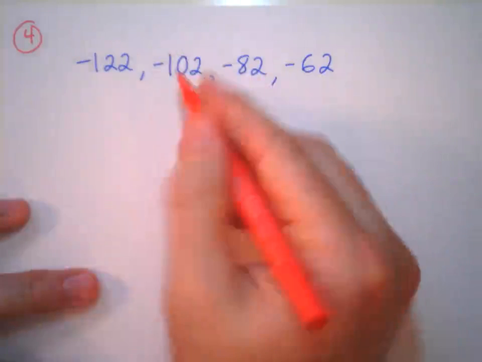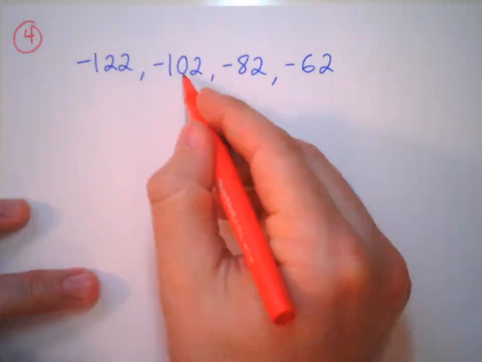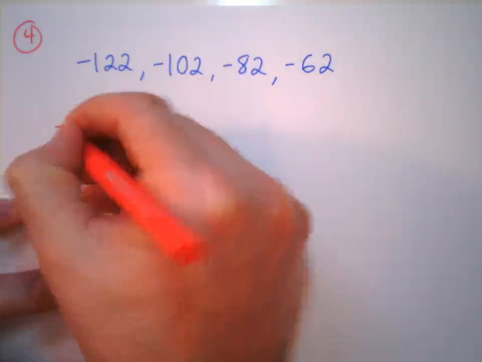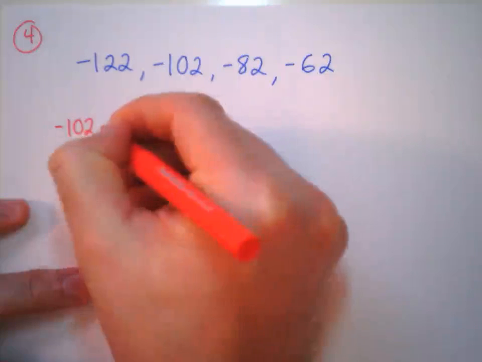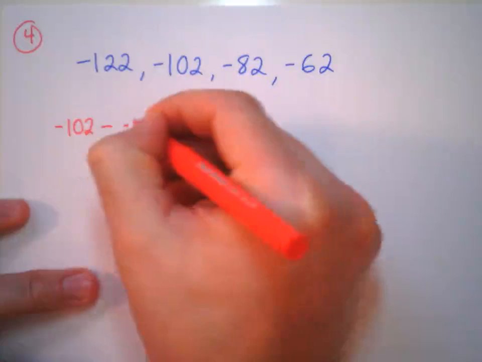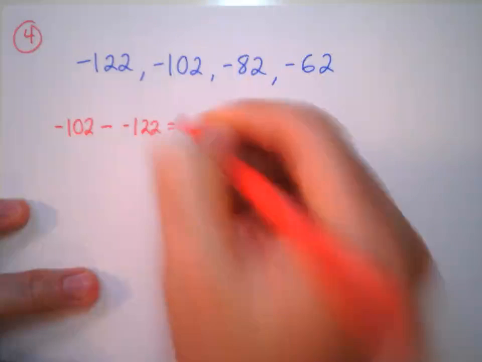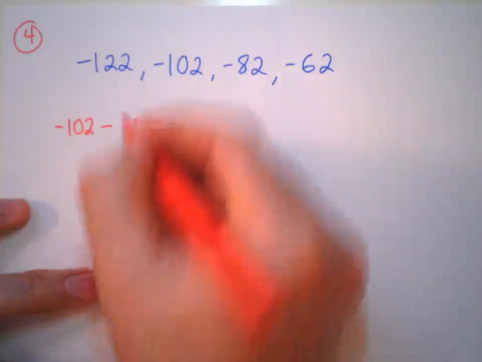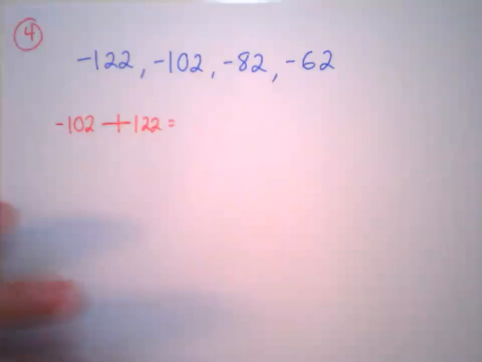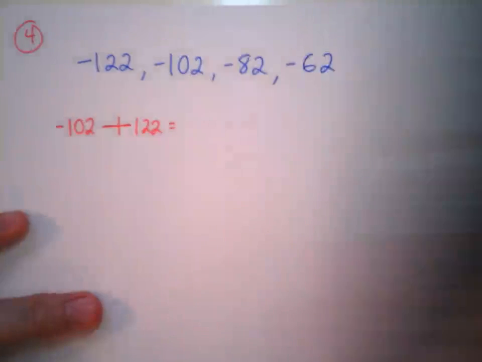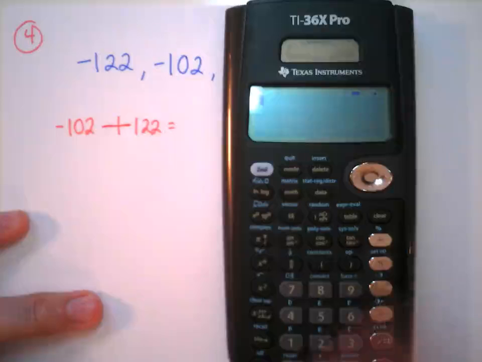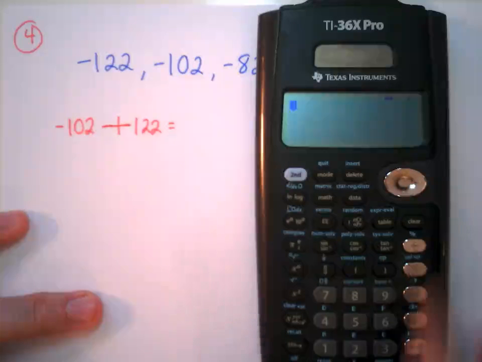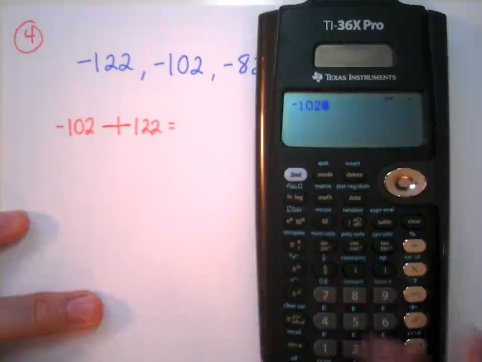We're going to check and see if it's arithmetic first. So we take our second term minus our first term. So we take negative 102 minus negative 122. Now you can put this in your calculator. You can know that minus a negative actually gives you a plus. Again, use your calculator if you don't know this. I'm going to use my calculator just so y'all can see. Negative 102 plus 122 equals 20.